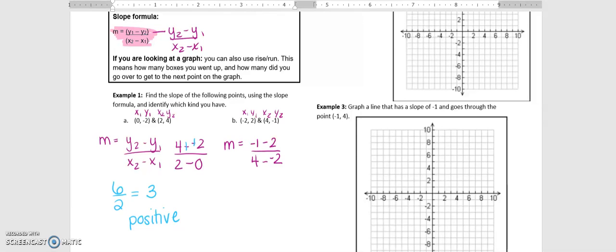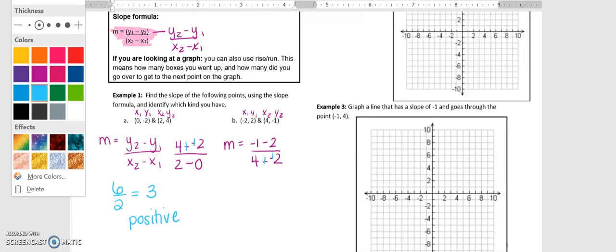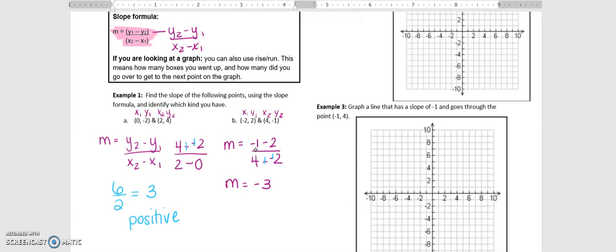So again, just like the last problem, we have a double negative on the bottom. Those become positive. -1 minus 2 is -3. 4 plus 2 is 6. And again, if you can, go ahead and reduce. If you're not sure how to reduce a fraction, you can always do so in your calculator. If you type in -3 divided by 6 and hit math, the math button's on the left-hand side, enter, your calculator will reduce the fraction for you. This fraction will come out to be -1/2, and that's a negative slope because it's a negative number.